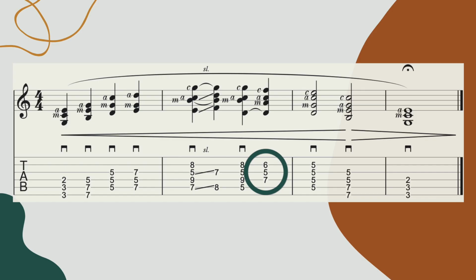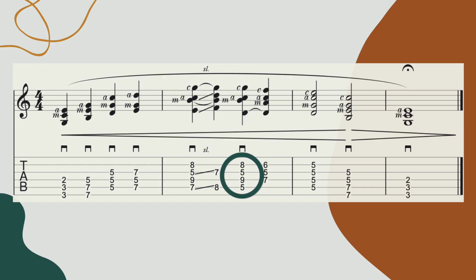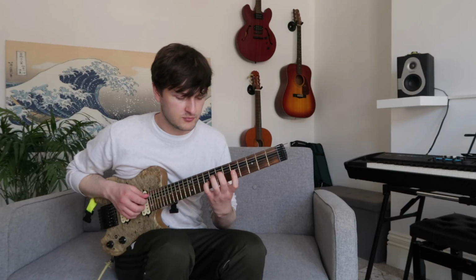Now this is kind of a double suspension because these are both going to move down. So you could think of this as a D minor 7 with a suspended 4th and a suspended 6 or 13. Going down to that classic D minor 7 shape.